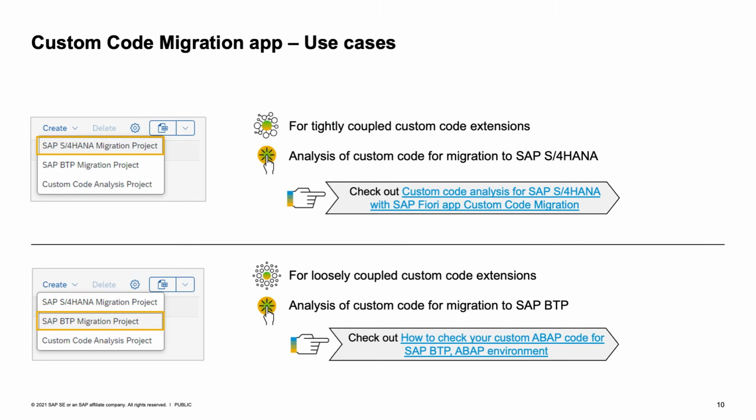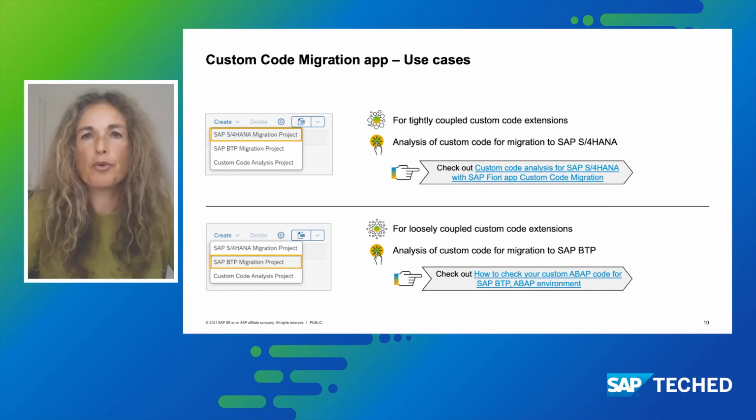For the custom code migration scenario, the custom code migration app supports two main use cases: migration to SAP S/4HANA and migration to SAP BTP. And additionally, you can execute classic custom code analysis using the custom code migration app and arbitrary ABAP Test Cockpit check variants. Let's start with the first use case, custom code migration to SAP S/4HANA.